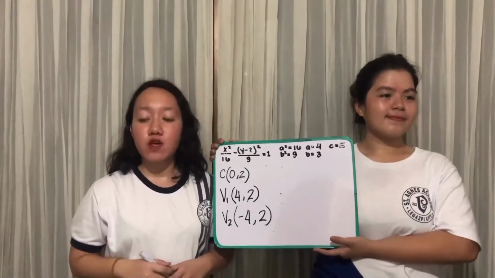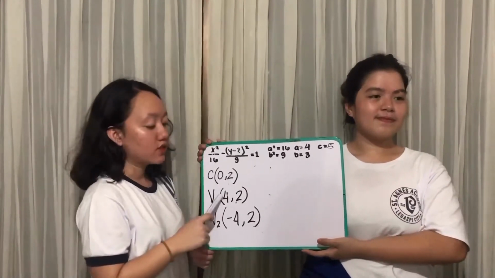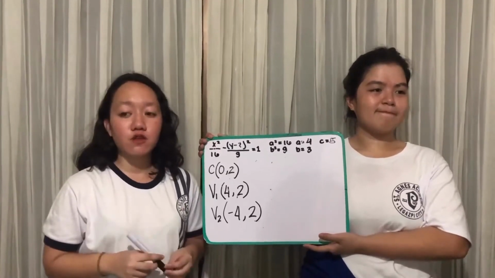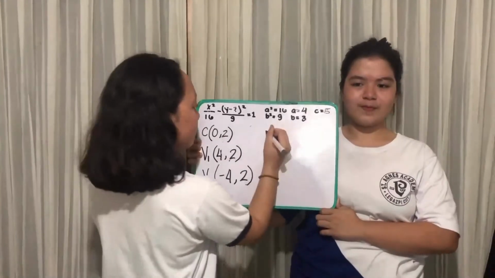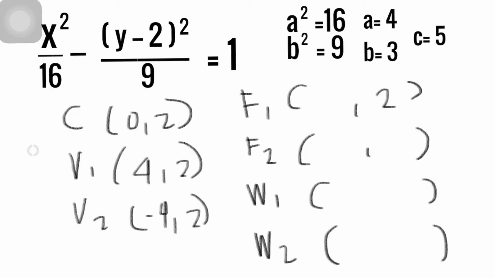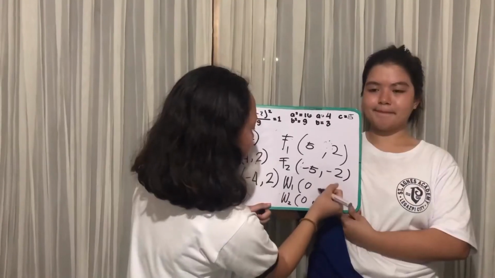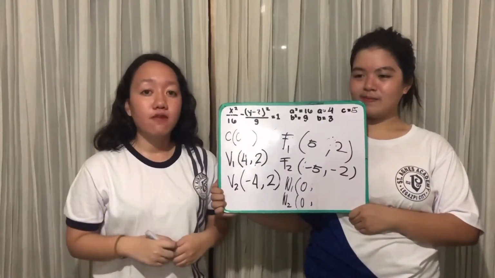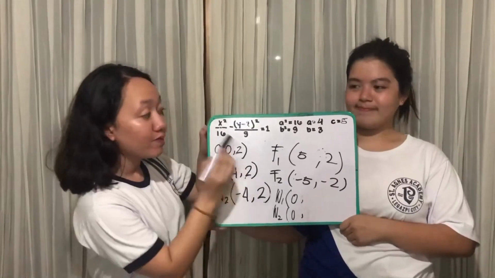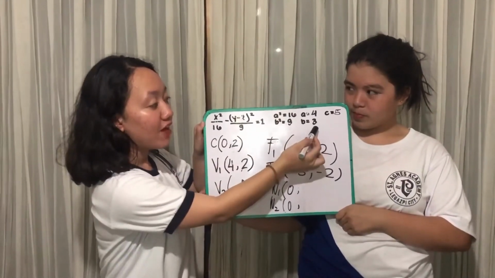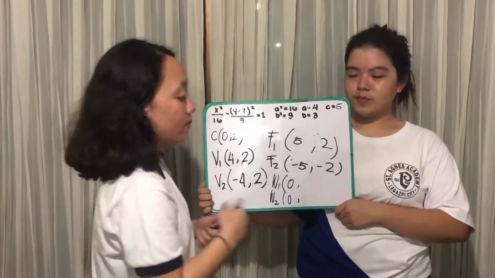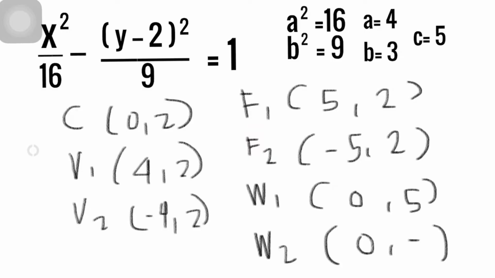Next, we will get the foci. Same as getting the y value from the vertices, we will just copy the y value from the center, which is 2 and 2. In getting the co-vertices, it is different from the two because instead of copying the y value from the center, we will just copy the x value, which is 0. In order to get the y value, we will add and subtract the y value from the center and the value of b, which is 3. And it will become 5 and negative 1.